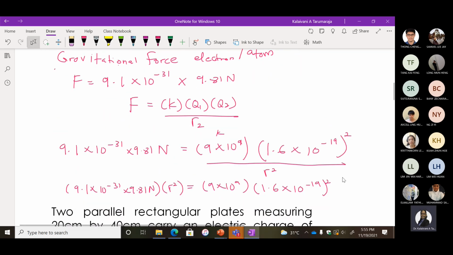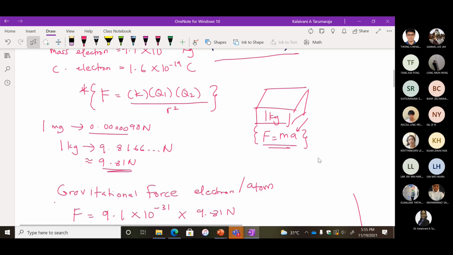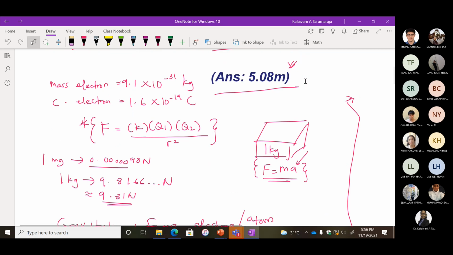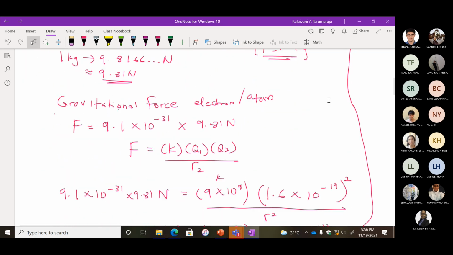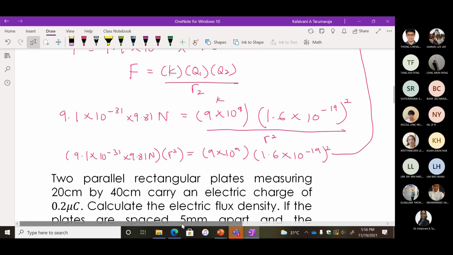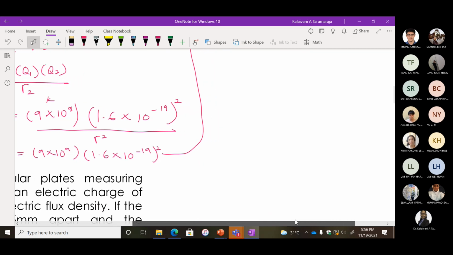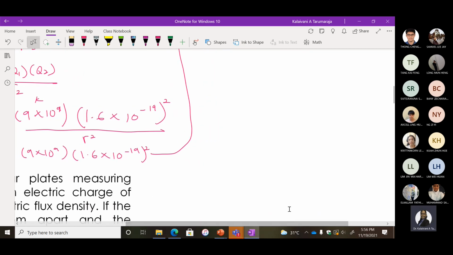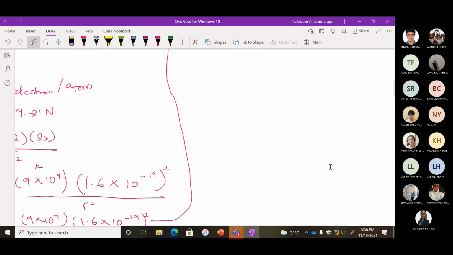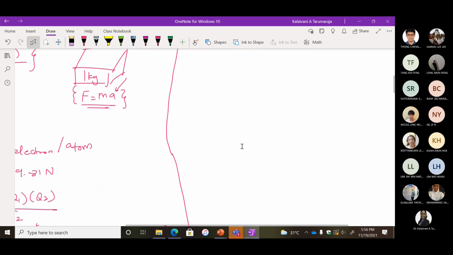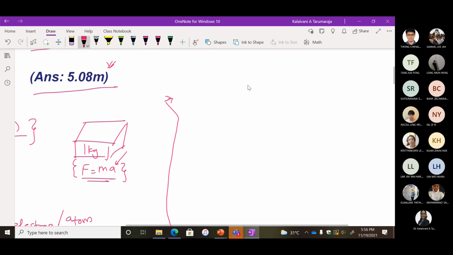I'm going to write it up here. Okay, I think someone was removed. Those who were removed, please join back. I'm going to write the same thing again here. Just have a look.